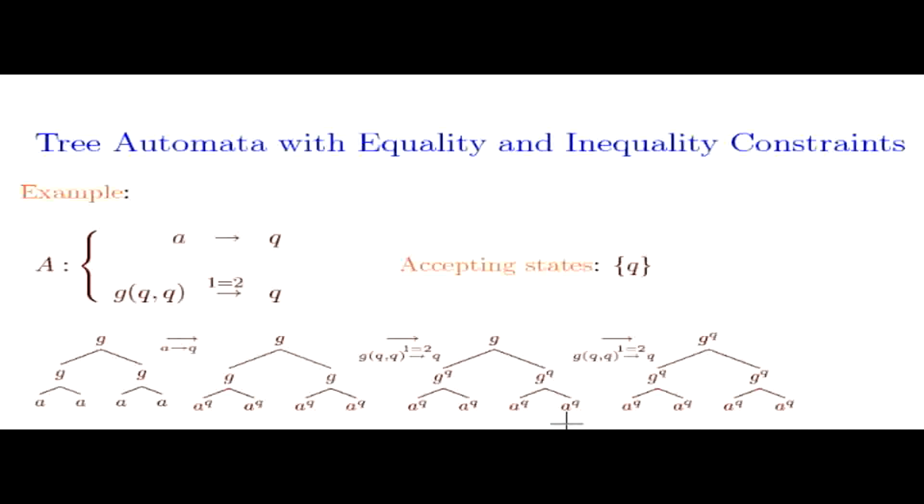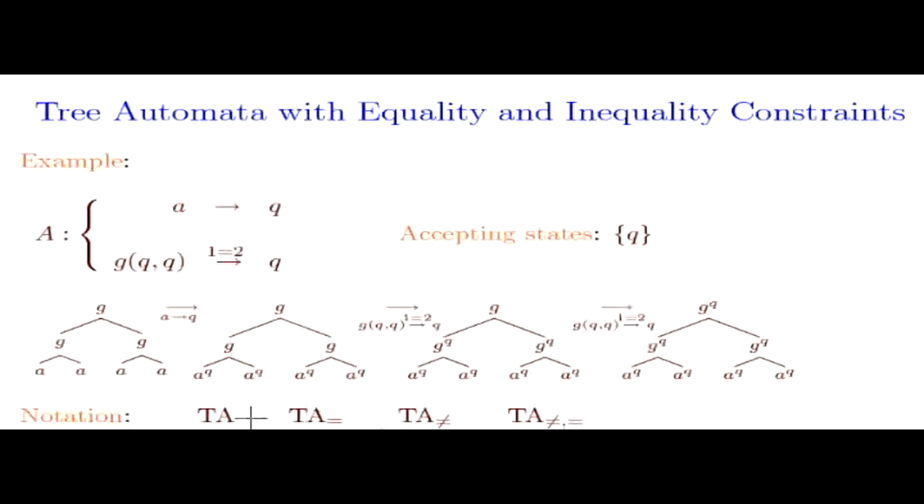Note that this automaton recognizes the set of complete trees over G and A, which is not regular. Thus, with constraints we gain in expressiveness. In this way, we denote the class of tree automata with equality constraints, tree automata with inequality constraints, and tree automata with equality and inequality constraints.